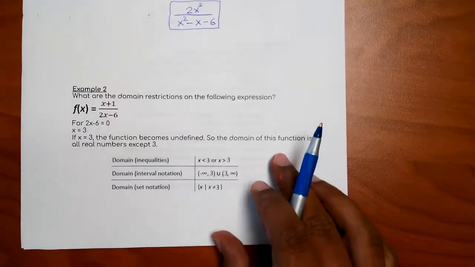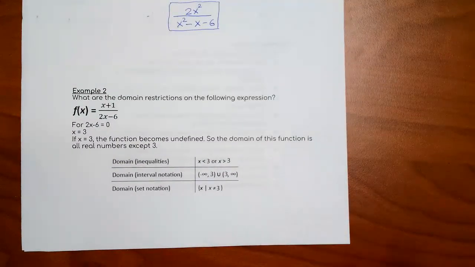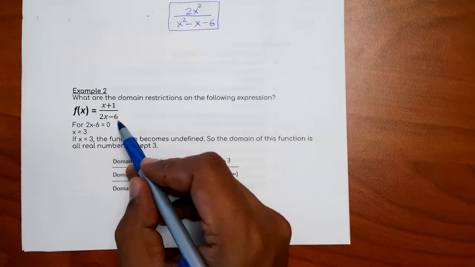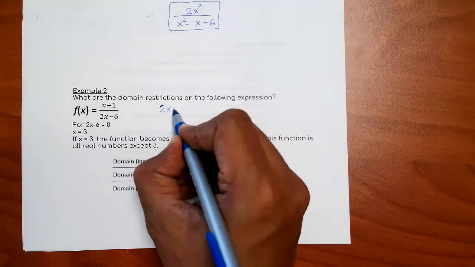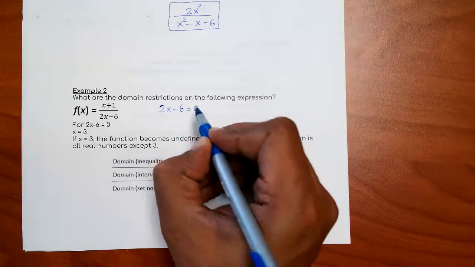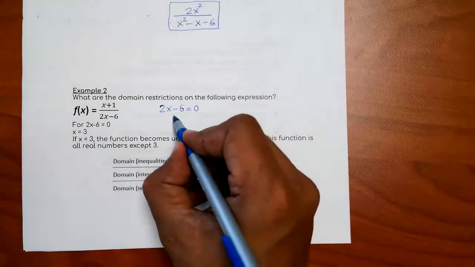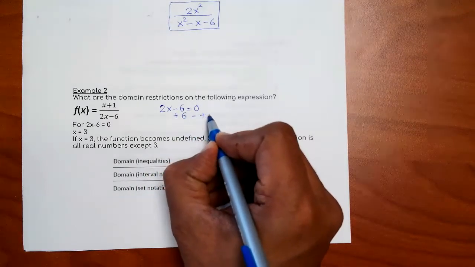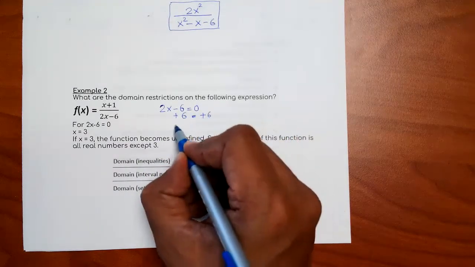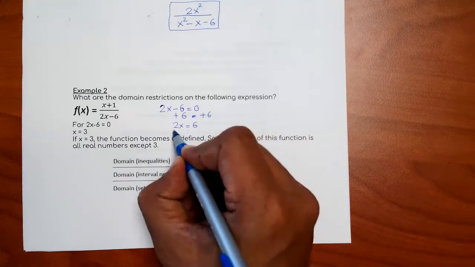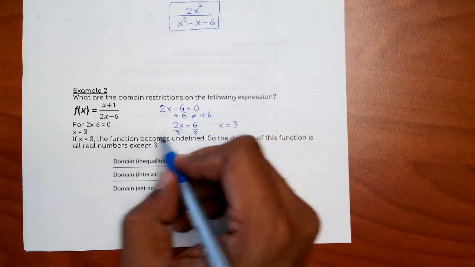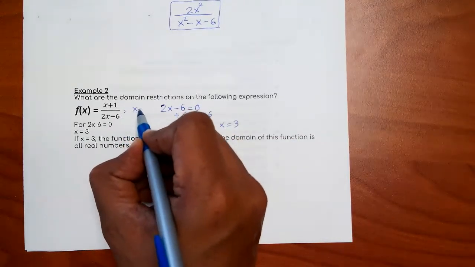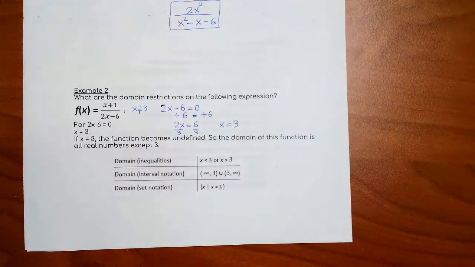Now let's go ahead and do this problem. So what are the domain restrictions on this expression? x plus 1 upon 2x negative 6. Domain restriction means the value of x for which your denominator becomes 0. So you make your denominator equal 0. Then you solve it. So 2x equals 6. And then you divide by 2. So you have x is equal to 3. So you can say that x should not be equal to 3. That is the domain restriction.